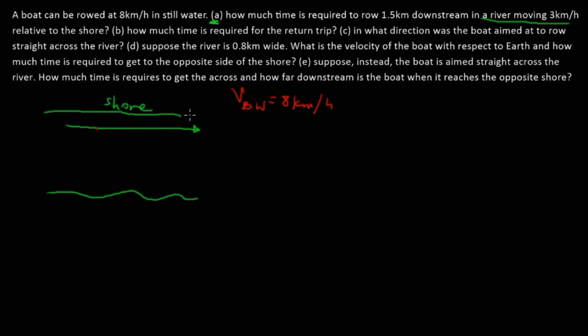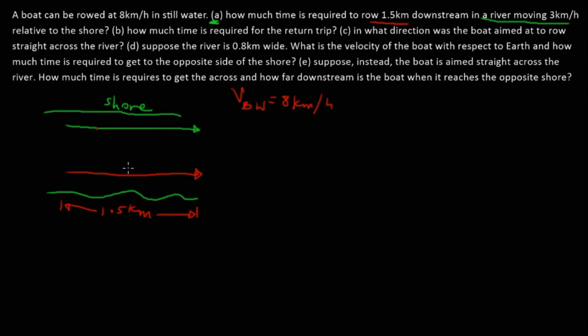as given. Now question A says how much time is required to row 1.5 km downstream. Downstream means the boat goes along with the water. So that means we tend to have something of this nature: the boat moving along with the water, and it has to cover a distance of 1.5 kilometers. That is downstream, that is moving in the same direction as the water.